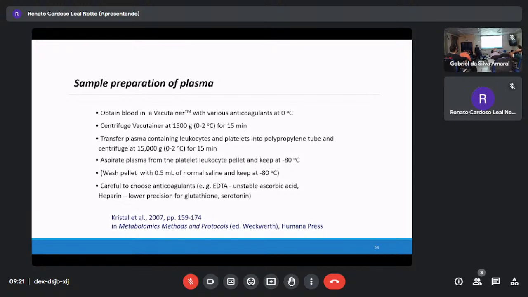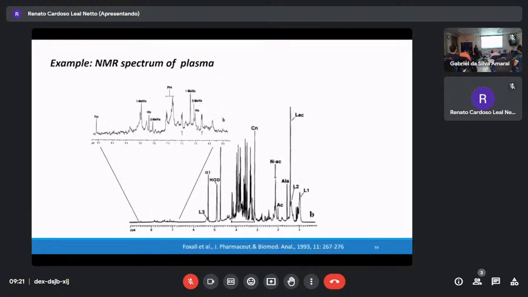Any question? So this is the NMR spectrum of plasma. Please look at this one. Now we started with protein here, but after proper separation, it is still quite nice. But if your sample contains a high amount of protein, the protein signal comes up.